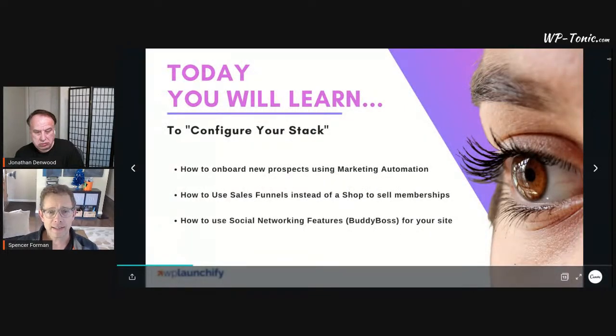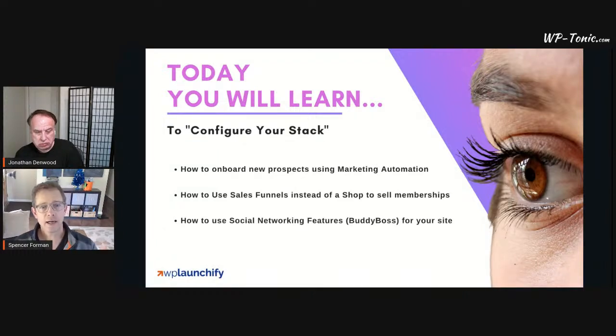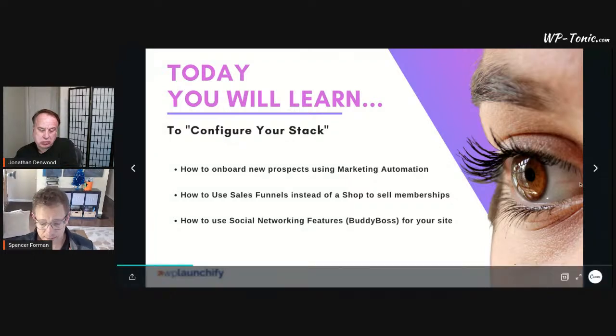Today, what we're going to focus on is how to configure your stack. That is to say, how to onboard new prospects to your membership site using marketing automation. Second thing we're going to talk about is how to use sales funnels instead of a shop to sell those memberships. And a shop meaning something you might get through one of the plugins like WooCommerce. And then finally, how to use or not use social networking features like BuddyBoss for your site. And the answers as to why or why not will be surprising, but it's something that we teach you to consider when you're using our free discovery tool at WP-Launchify.com, because a lot of people just assume, well, I should do it, right? Sometimes yes, sometimes no.